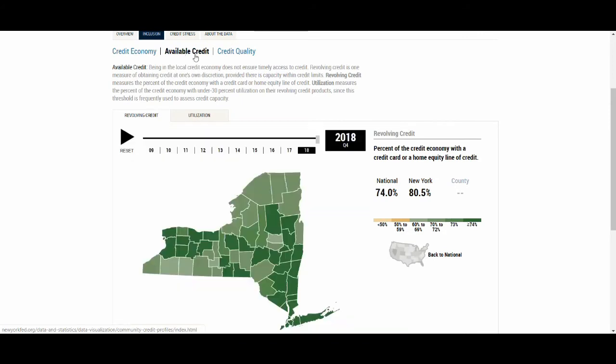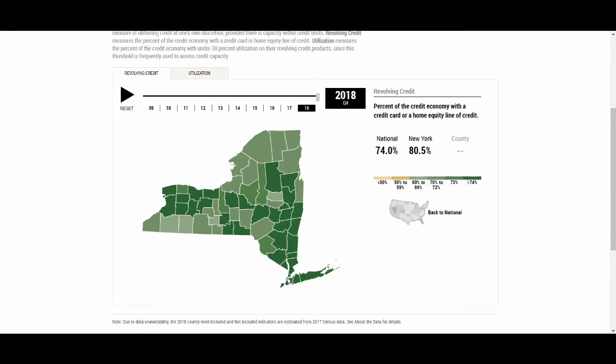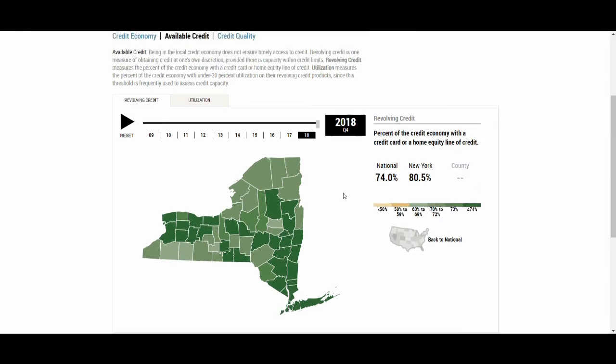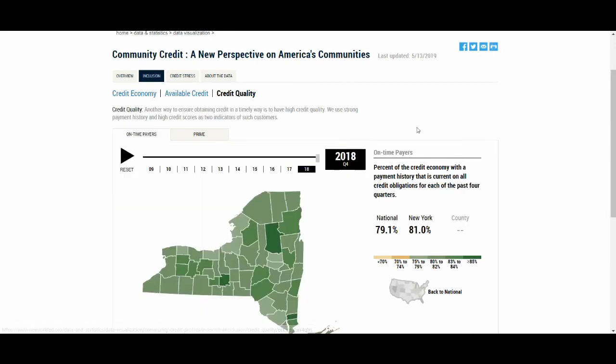Available credit. So when you're looking at available credit, the percent of the credit economy with a credit card or home equity line of credit. And what you get here is that Staten Island is at 82.5% versus the Bronx at 76%, and Manhattan somewhere in the middle, 85.8%. Cool. Credit quality. The percent of the credit economy with a payment history that is current on all credit obligations each of the past 4 quarters.